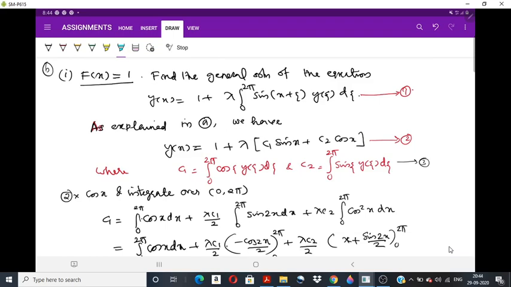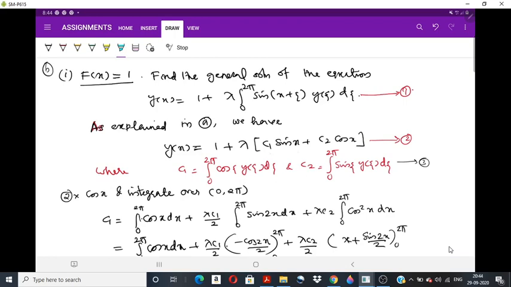Then we already proved or explained the condition or form of the solution. So here f of x is there. So the solution will be of the form y of x equal to 1 plus lambda into c1 sin x plus c2 cos x, where c1 and c2 are given by equation number 3.